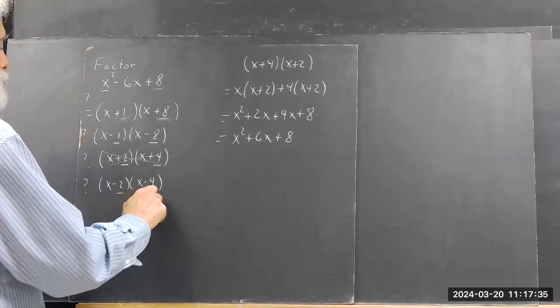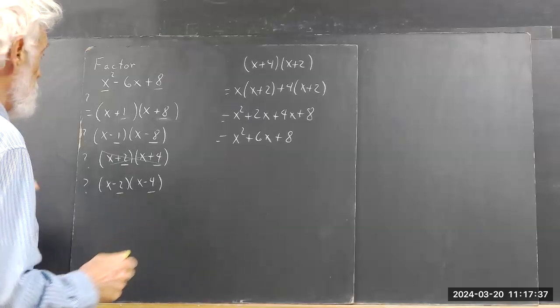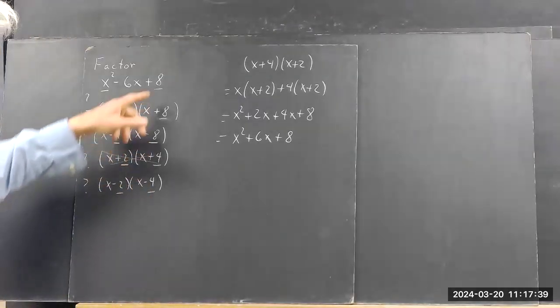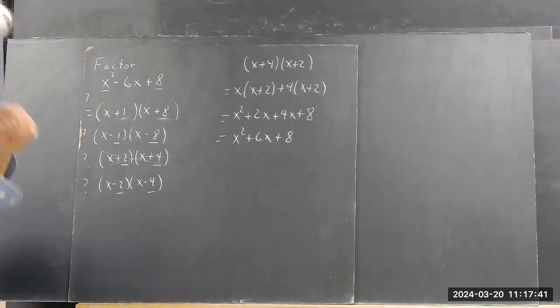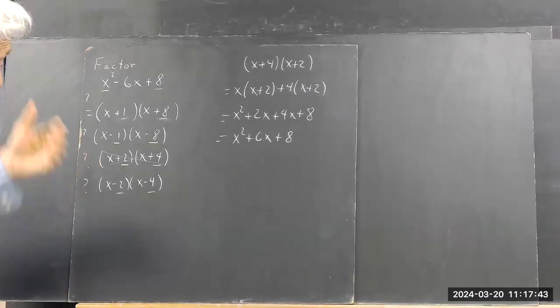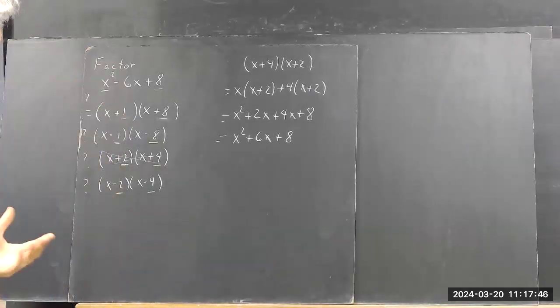Okay, but here we've got a minus 2 and a minus 4 is another possibility. Minus 2 times minus 4 would give us plus 8. All right, so which one of these, if any, works?